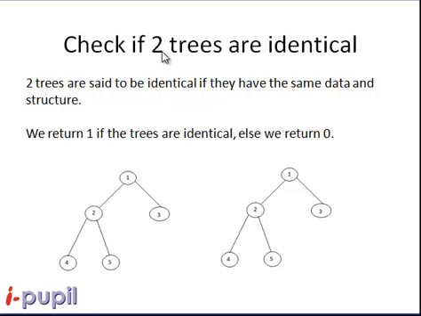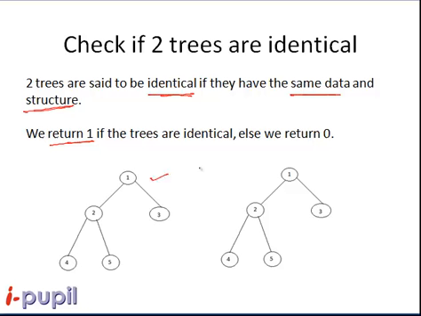Okay, so we have to check if two trees are identical. We're given two trees and we have to check if both of them are identical or not. Two trees are said to be identical if they have the same data and structure. In the function we return 1 if the trees are identical, else we return 0, that is, if the trees are not identical. So let's take an example.